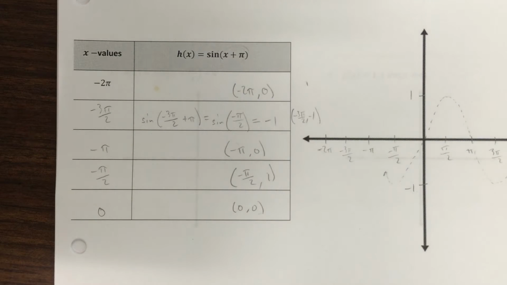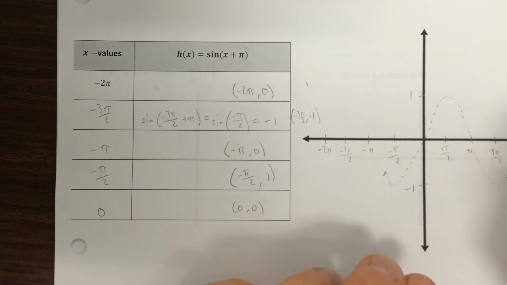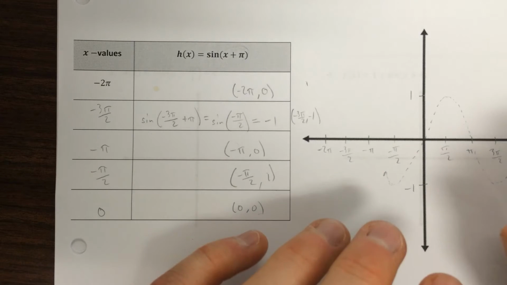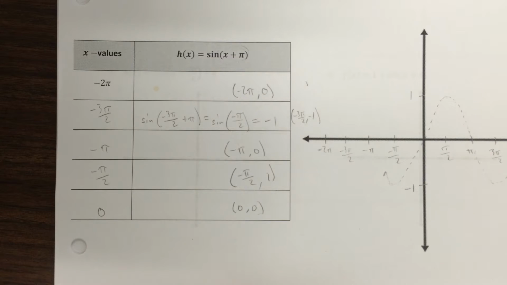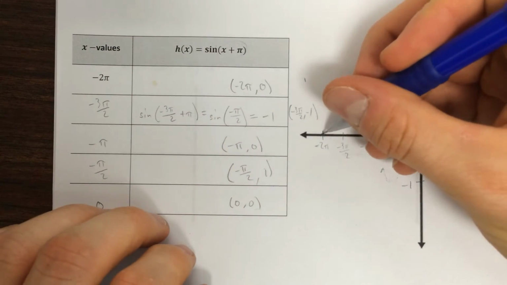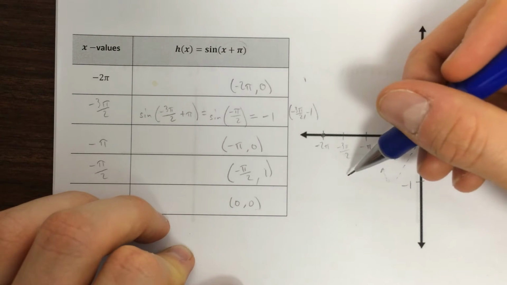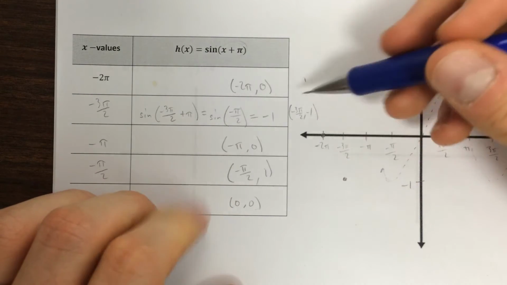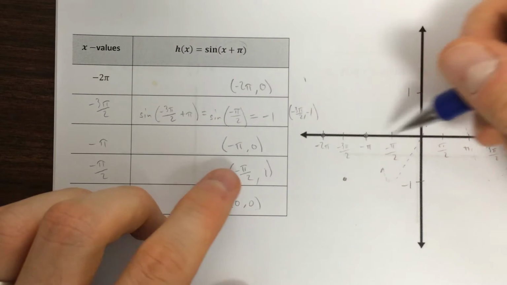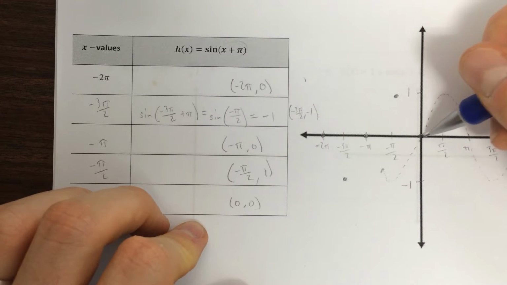Alright. So this is the parent function for sine. Again, you need to refer back to your notes or look at the previous videos to make sure you understand what the parent function for sine looks like. And now let's go ahead and graph these points. Negative 2 pi, 0, negative 3 pi over 2, and negative 1. Negative pi and 0, negative pi over 2 and 1, 0, 0.